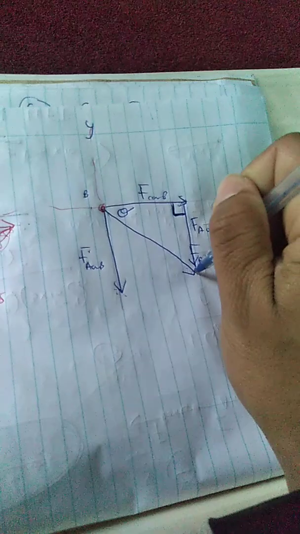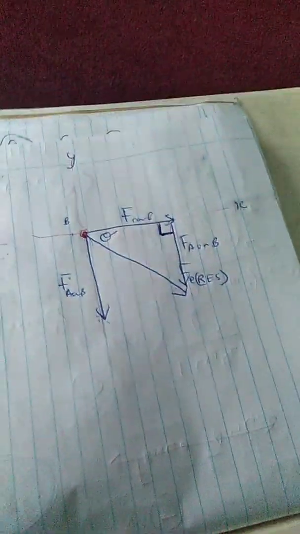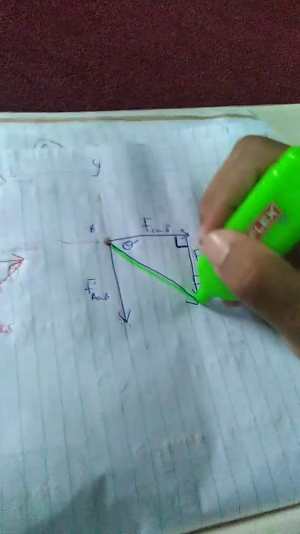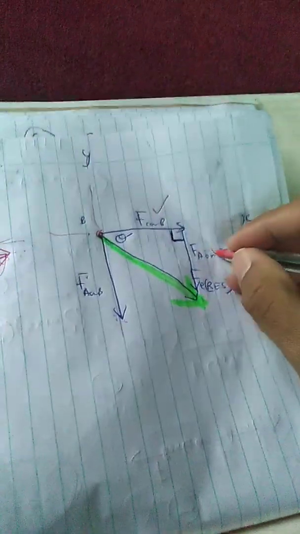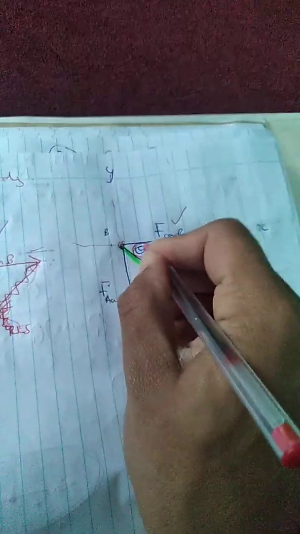So we have FA on B going downwards, FC on B going towards the right, and this is our resultant that we want to ultimately calculate. So if we got that and we got that, we can calculate FE resultant, and I'm going to show you how to calculate the angle as well.